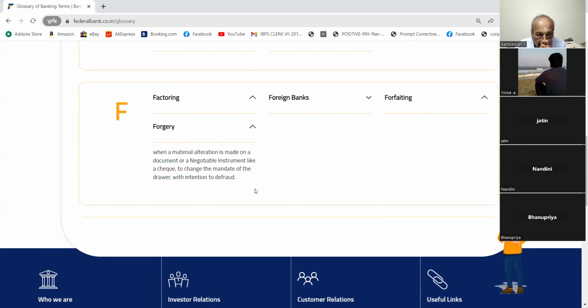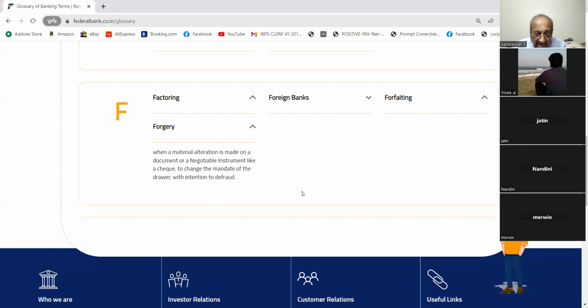Now, Jatin, please read forgery. Sir, I had one doubt on foreign banks. Even though Federal Bank is also in UAE and Oman, why is it not considered a foreign bank? Because this bank's headquarters is in India. Oh, okay, sir. But there are subsidiaries in other countries also, sir. Subsidiaries may be there. That is different. The question is, what is the definition of a foreign bank? A foreign bank is a bank having its registered office in a foreign country, operating in our country.